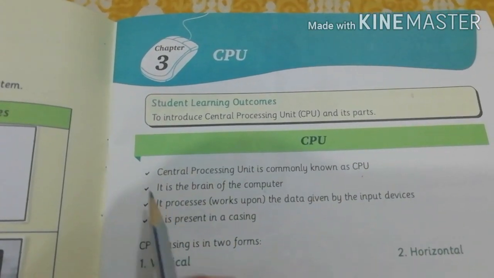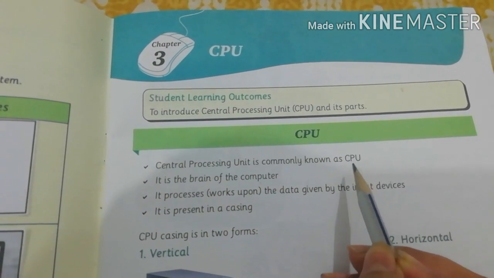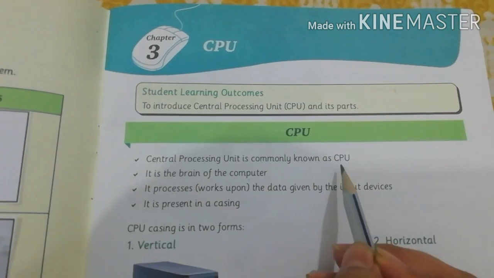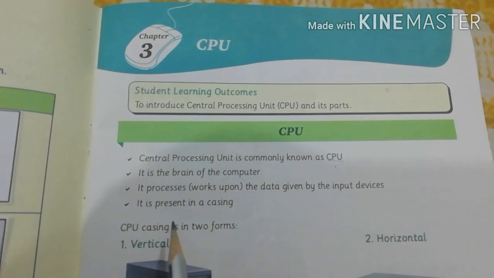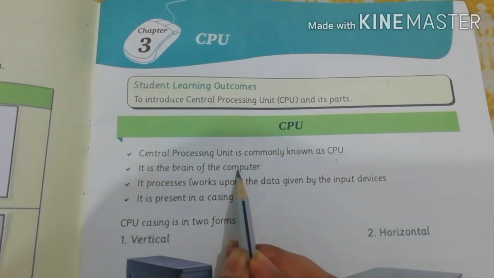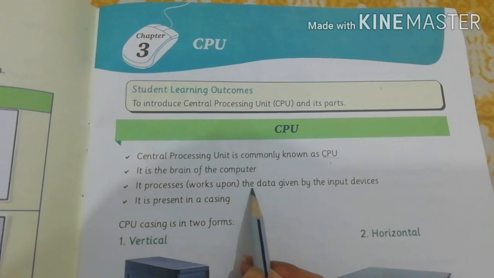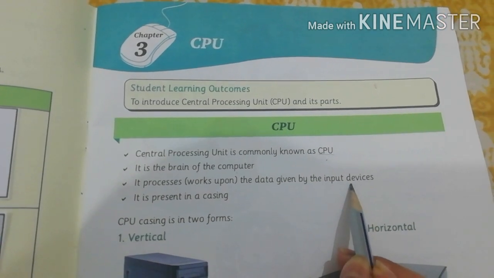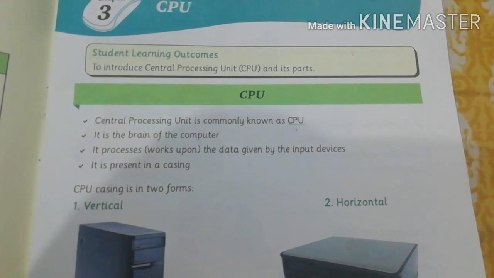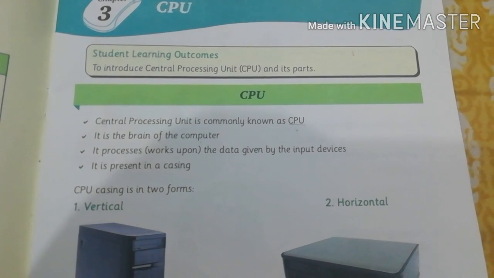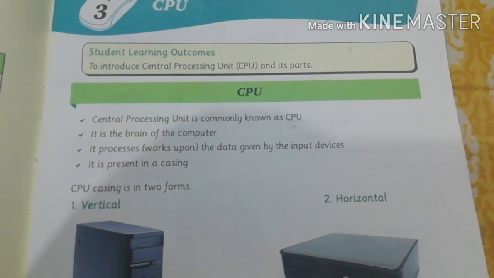CPU. Central Processing Unit is commonly known as CPU. This is the short form of Central Processing Unit. It is the brain of the computer. It processes work upon the data given by the input devices. Dear students, CPU receives data from the keyboard, processes it, and sends the output to the monitor.